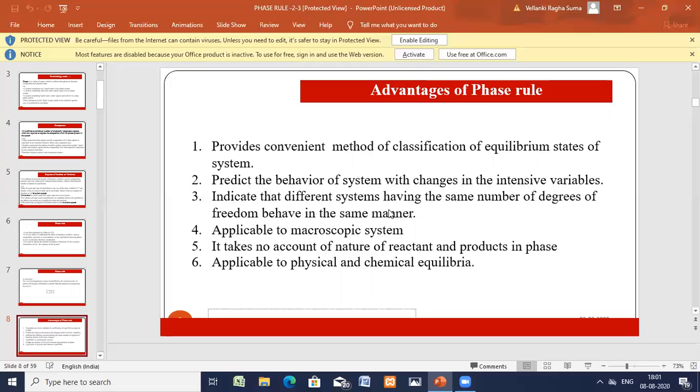It indicates that different systems having the same number of degrees of freedom behave in the same manner. So different systems, but the degrees of freedom are the same. What is their behavior? They behave in the same manner, as can be explained using the phase rule. It is applicable to macroscopic systems. It does not take into account the nature of the reactants and products in the phase. So it is applicable to physical and chemical equilibria. These are the advantages of the phase rule.